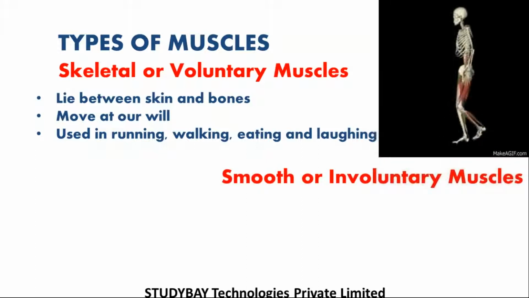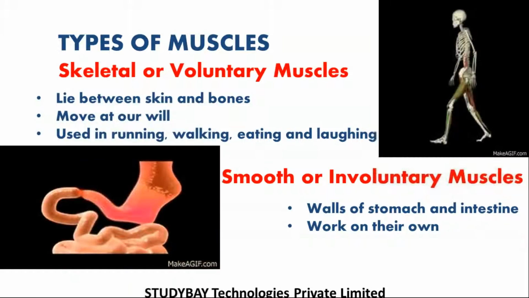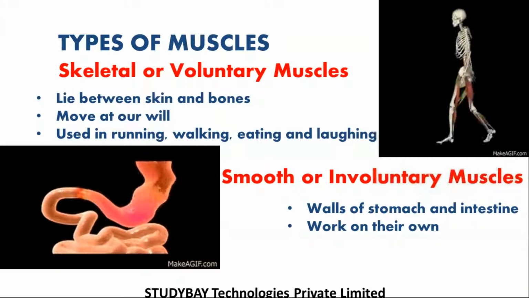Then we have smooth or involuntary muscle. These are the walls of the stomach and intestine, and they work on their own. We do not interfere in their task. You can see here the stomach muscle, like whenever food or any eatable enters, it swells inside and then contracts inside and so on.